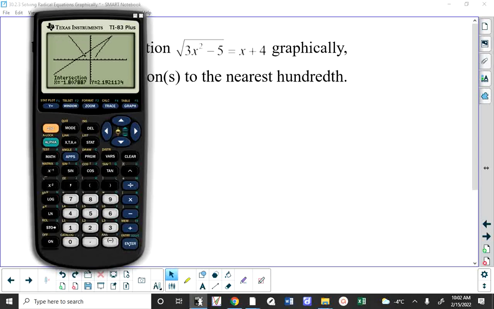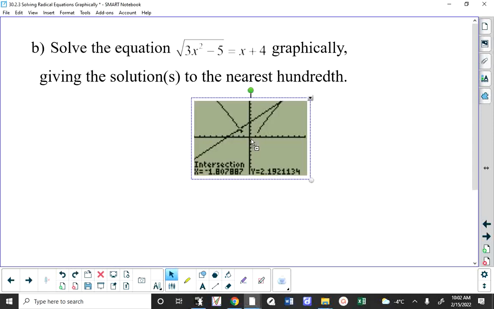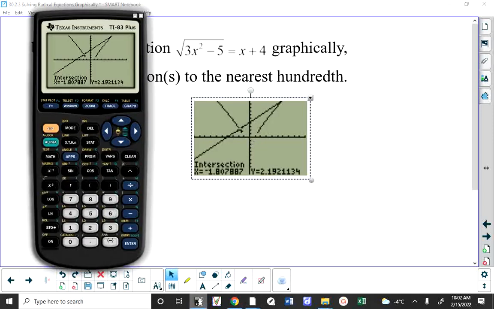I get negative 1.81. I repeat the process, but I scroll over to the right. By the way, you don't have to scroll over to the right. You could just say that I'm going to use x equals 7 or 5 and put in the x coordinate. I guess you can't. I thought you could. My mistake. I guess you have to scroll.